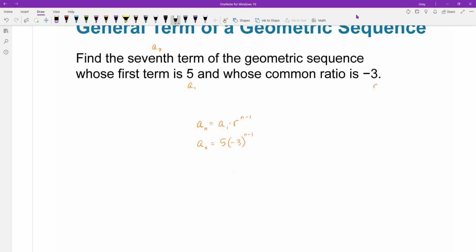It is most important, y'all, if r is ever negative or a fraction, you have to put parentheses around it. And again, this is the formula for the general term. If they ask you for a formula, that's what you give them. This particular example says find the 7th term. So that means I'm looking for a sub 7, and I'm going to plug in 7 for n. And when I put that in my calculator, I find that a sub 7, or the 7th term, is equal to 3,645.